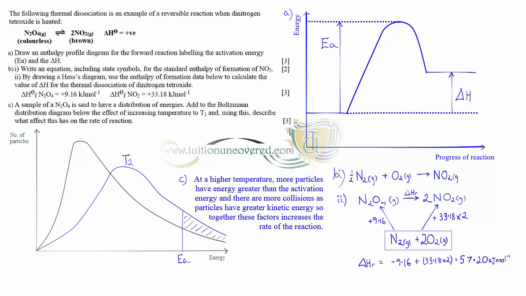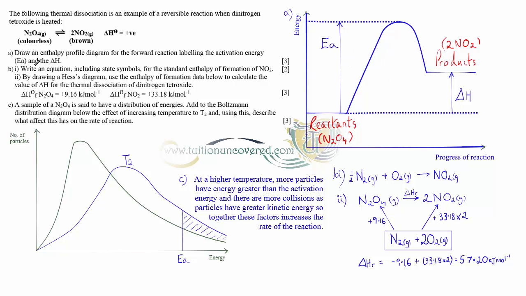So my answer. Firstly, question A, B, and C. Question A, enthalpy profile diagram, energy against progress of reaction. I could have written reactants or products. I could have written the actual reactants N2O4 and the products 2NO2, indicating from the reactants energy has gone in, activation energy has come out. Final enthalpy for my products is higher than the reactants because it's an endothermic process. Delta H labeled here as such, increasing from the reactants to products.